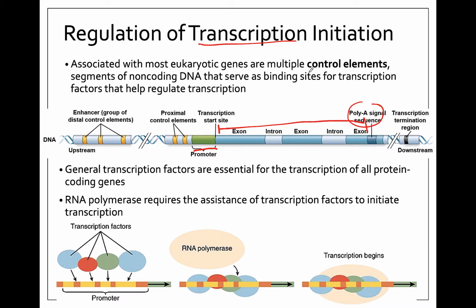Along with that, there are many control elements, and these control elements are part of the DNA. You can find proximal control elements. So this direction is considered upstream of the gene. So proximal control elements are going to be very close to the promoter. And then you can see a break here.